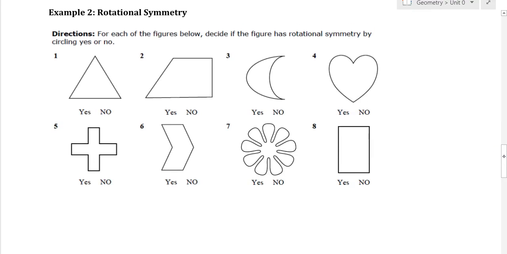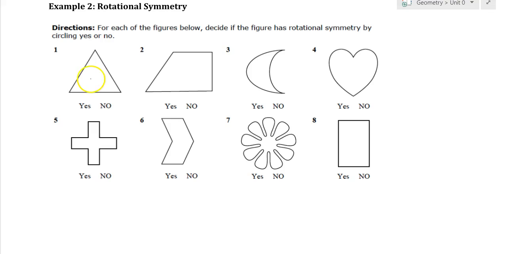So I think this is one of the hard parts about symmetry for most students, is that there's 2 things going on: line symmetry and rotational symmetry. In rotational symmetry, we want to think about rotating them around the point. For each of the figures below, decide if the figure has rotational symmetry by circling yes or no. Can we rotate it? So now we're not folding it, we're rotating it.